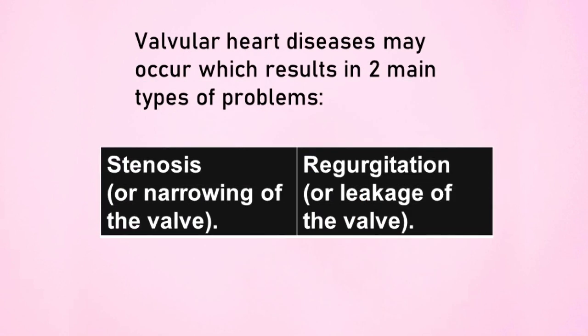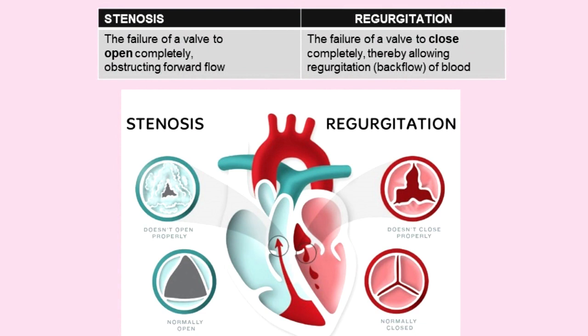However, valvular heart disease may occur, which results in two main types of problems: stenosis, or narrowing of the valve, and regurgitation, that is the leakage of the valve. Stenosis is the failure of a valve to open completely, obstructing forward flow, while regurgitation is the failure of a valve to close completely, thereby allowing backflow of blood. We can see that in stenosis, the valve doesn't open properly, while in regurgitation, the valve doesn't close properly.